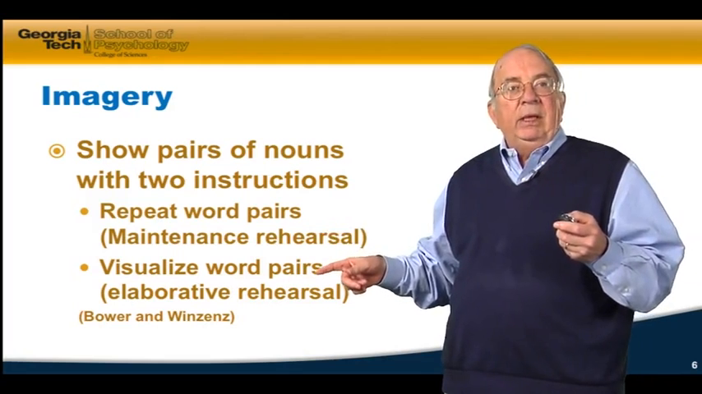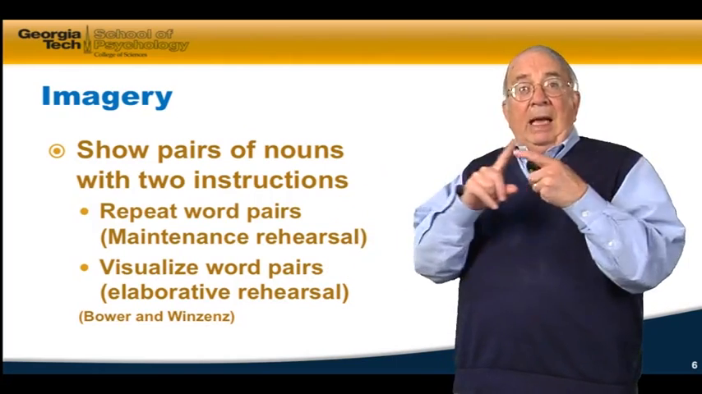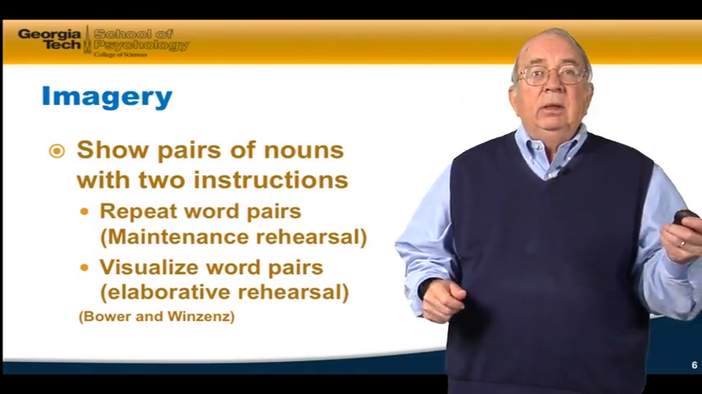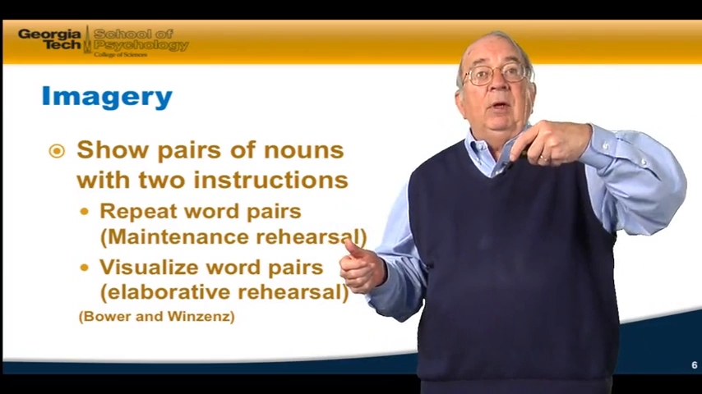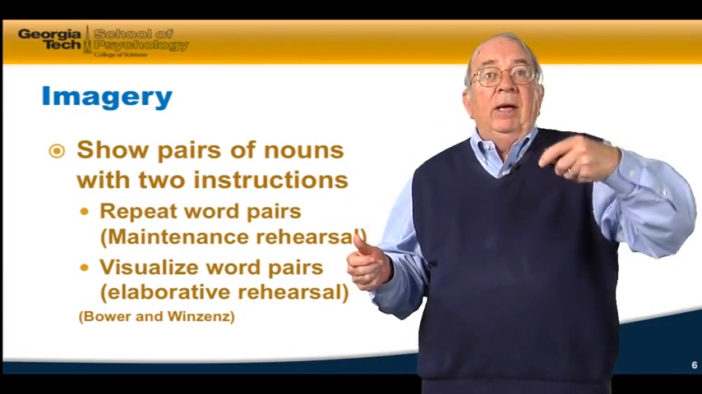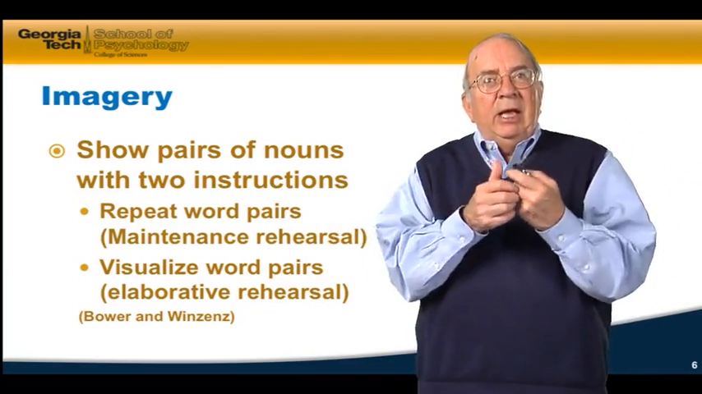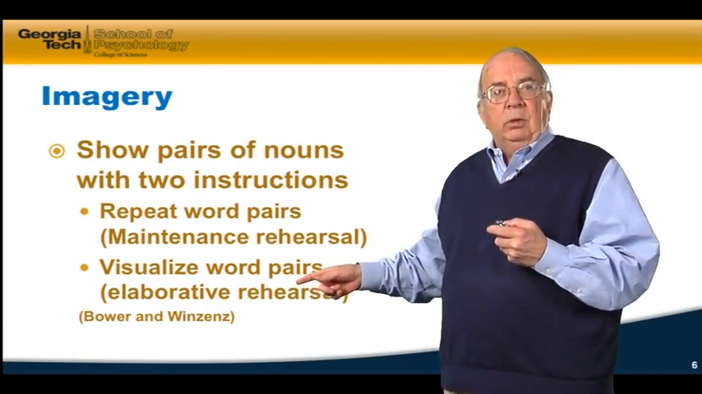Or the instruction might be to visualize the word pairs acting together. So if one of the words is bunny and the other is train, I might see a bunny sitting on top of a locomotive on the train, or I might see the bunny as the conductor of the train. I associate them together through imagery, through visual imagery. That's a kind of elaborative rehearsal.